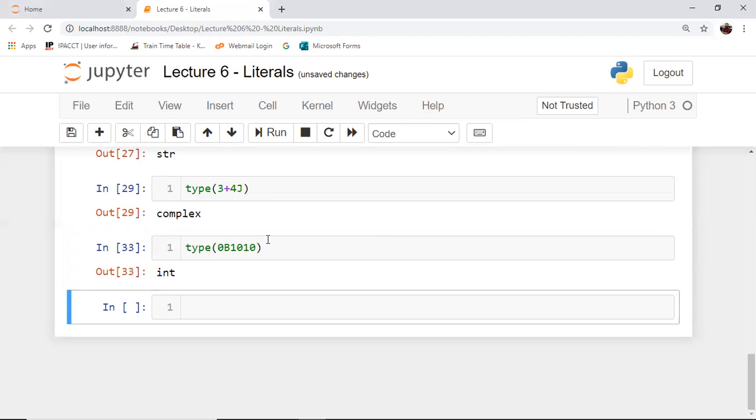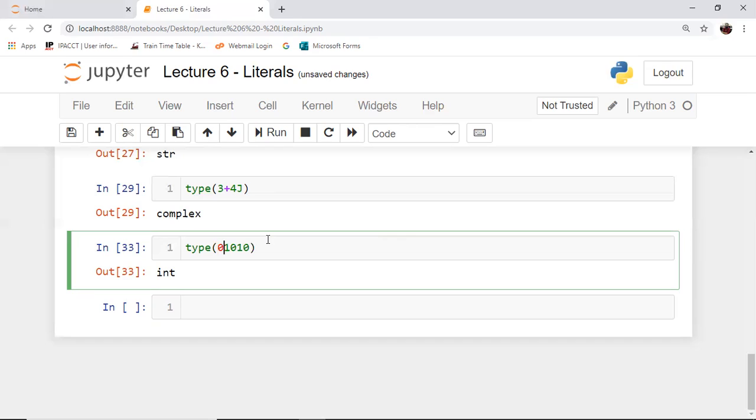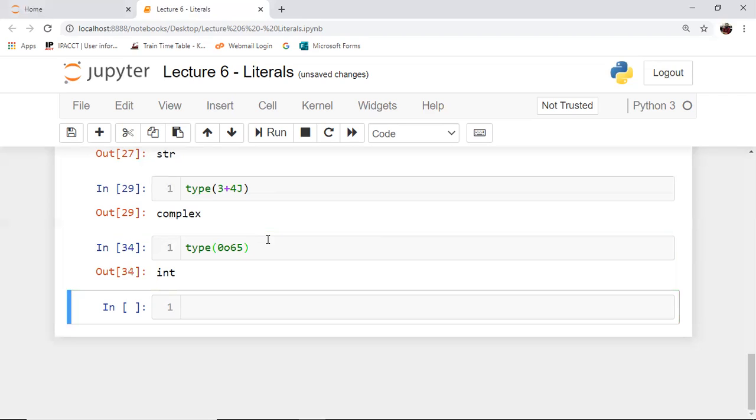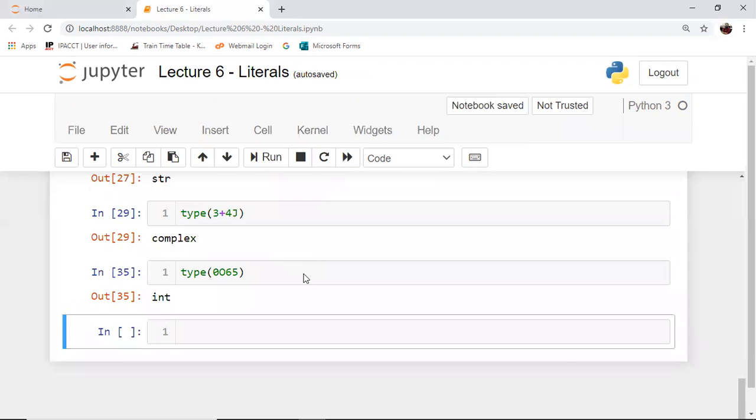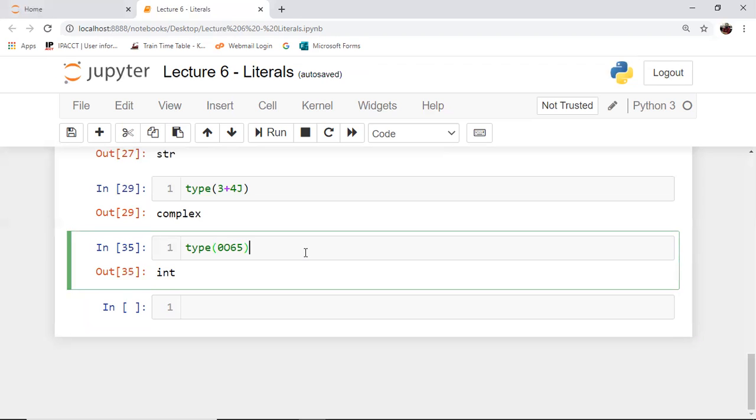We even have octal values. So a 0 followed by a small o would give us the type as int. So if I say 65, again, you can see that octal values are also represented as integer literals. And to denote an octal value or to denote an octal literal, we have to use the prefix 0 followed by a small o or a capital O. Both would work. So these are the popularly available literals which are of simple type in Python.